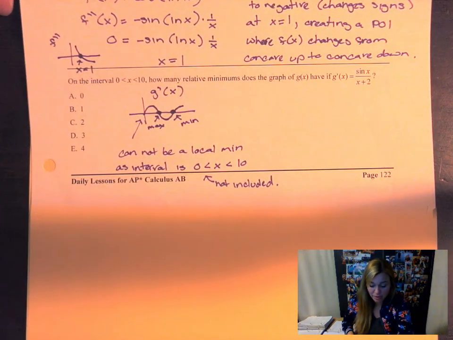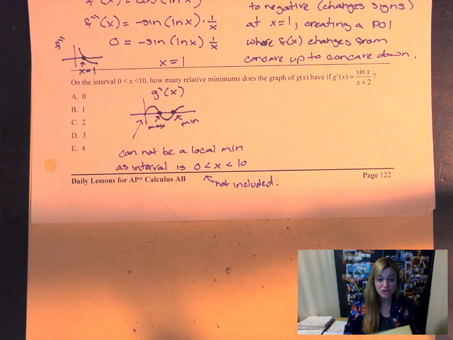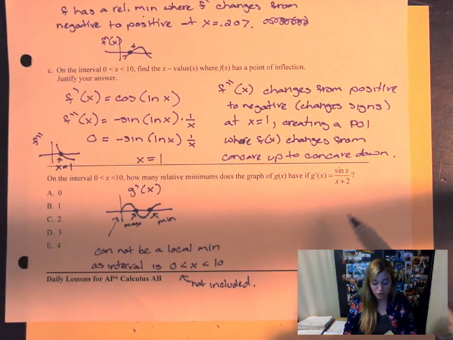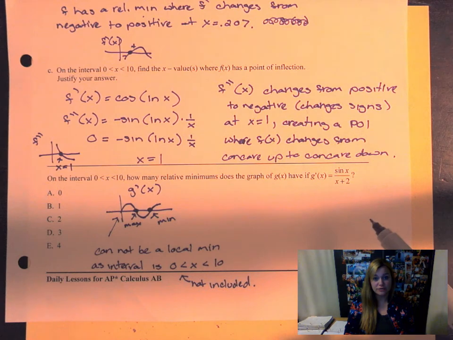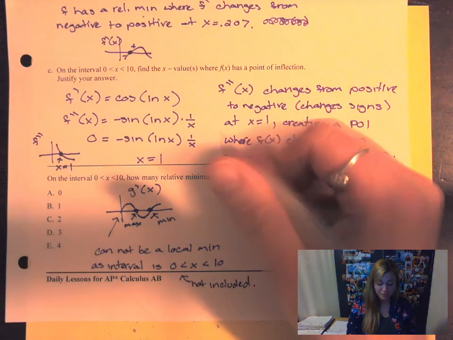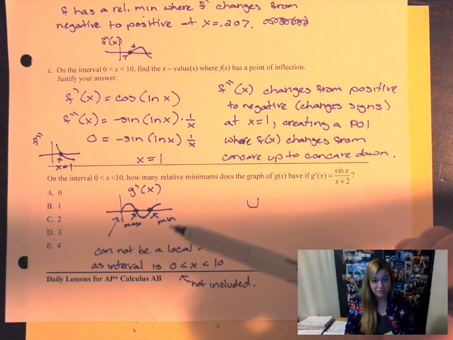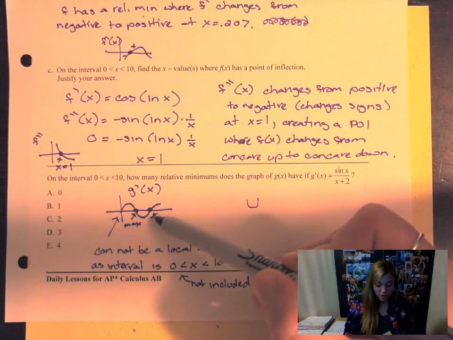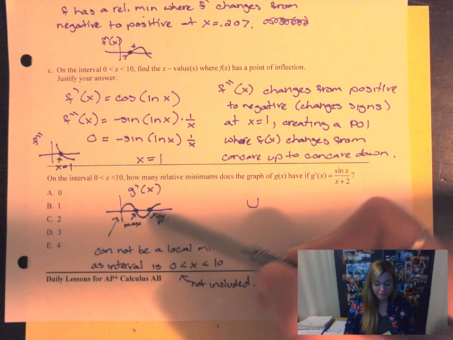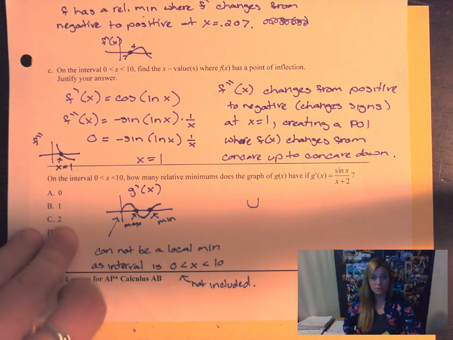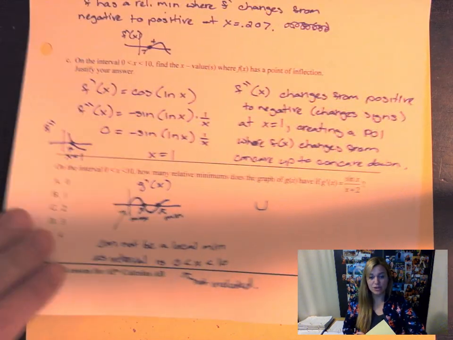How many relative minimums do we have? So again, we've got a graph of g prime here. Relative minimums occur when g prime changes from negative to positive. Think about g changing from decreasing to increasing. So you're looking on the graph of g prime, and then I'm just finding where g prime changes from negative to positive. Make sense? Hoping so. You should be stopping this video a whole lot if you're not already.